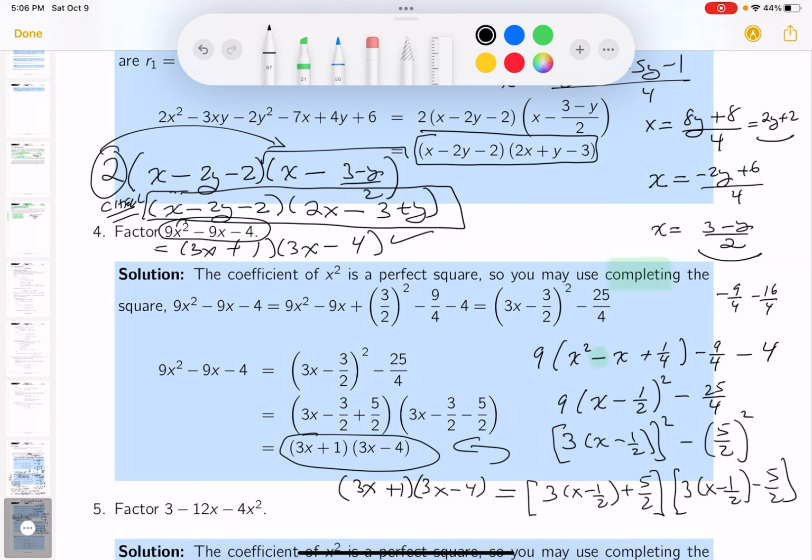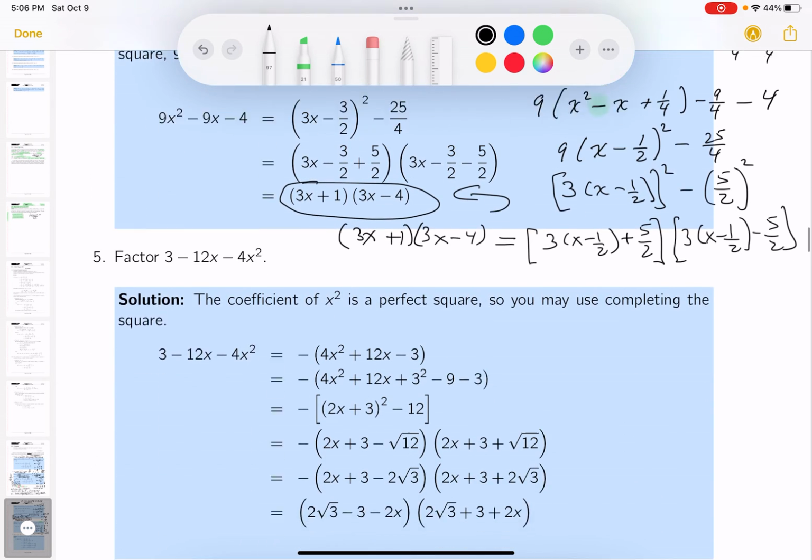Of course we do. You could have also used the quadratic formula to find the roots and then played around with it until you got the correct factorizations. Again, I can't say it enough times.